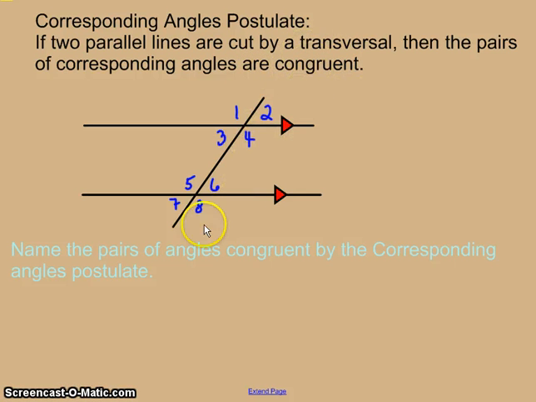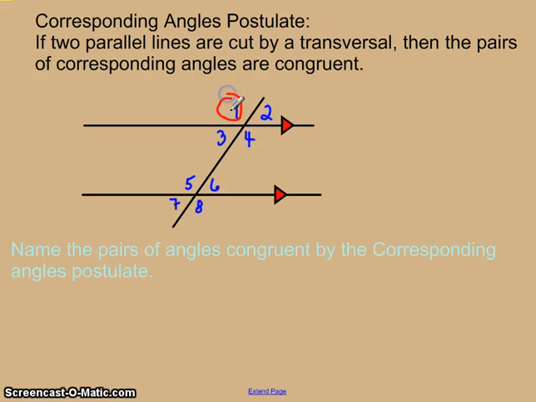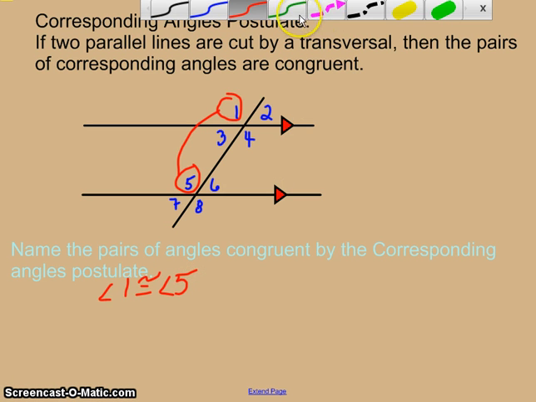So I got a little diagram down here, and it wants us to name the angles congruent by the corresponding angles postulate. So let's just name a few of those real quick. You could probably already name them all, but remember corresponding angles are at the same location of the other intersection, so angle 1 and angle 5 would be congruent because they're corresponding angles.